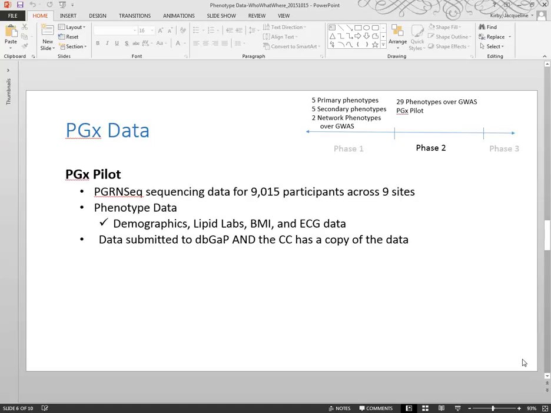In eMERGE 2, there were 2 pilots associated with PGx, looking at both lipid labs and ECG data. So there weren't the kind of phenotypes that we had over the GWAS study at that point. So it was decided that the dbGaP data submission would include the lipid labs and ECG data as well as BMI. And that was cleaned and QC'd here at the coordinating center and then submitted to dbGaP. So those data files also exist at the coordinating center.